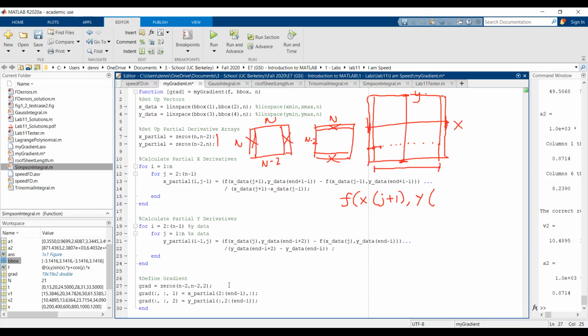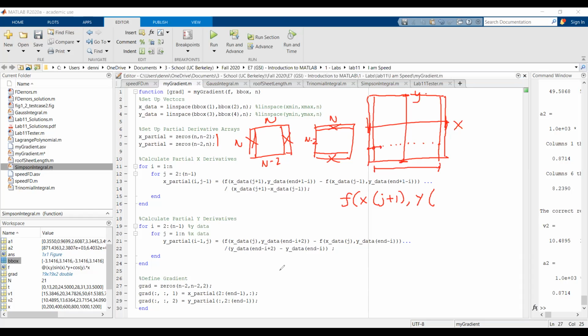And down here we're just finding the gradient. We're kind of meshing these together. We have an n by n minus 2 for x. No, I did that backwards. We have x derivatives that are like n minus 2, where we squeeze it in the horizontal direction. And then we have n minus 2 rows and n columns for the y.